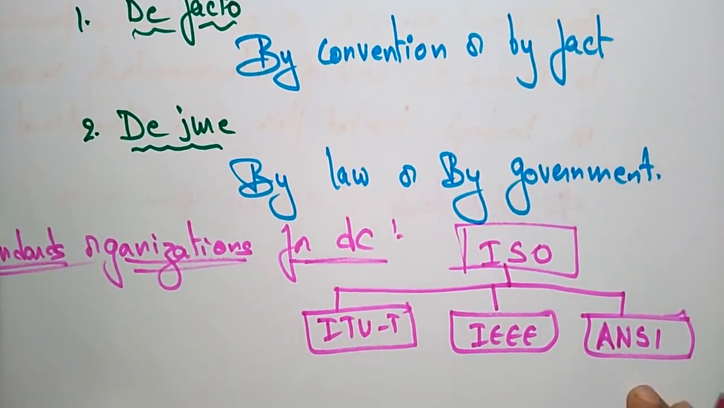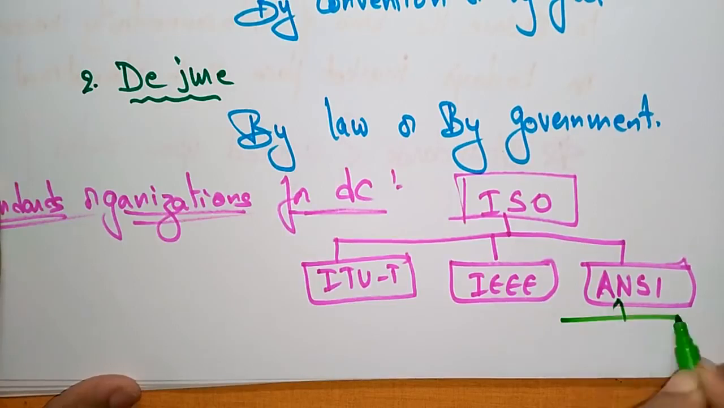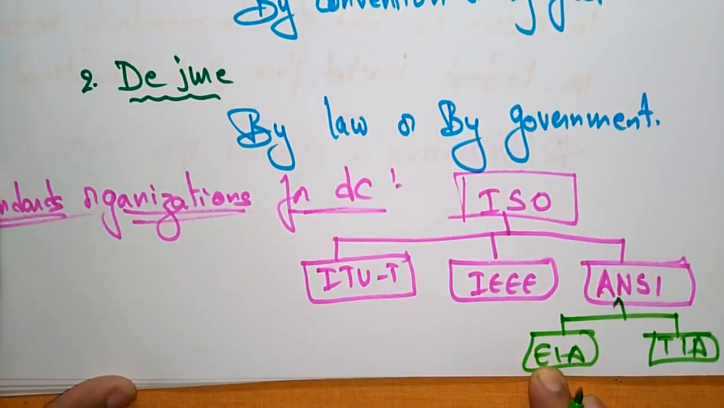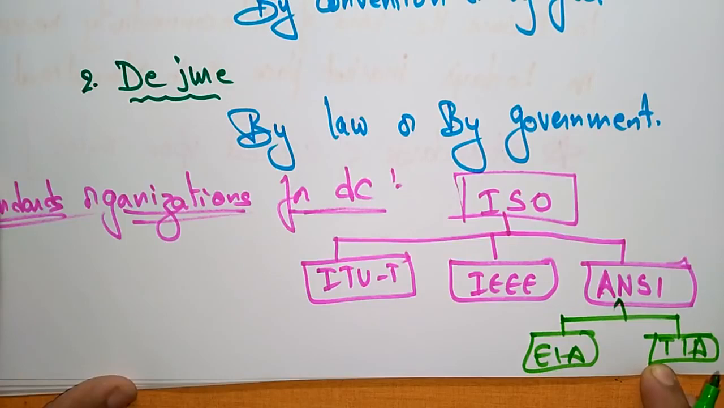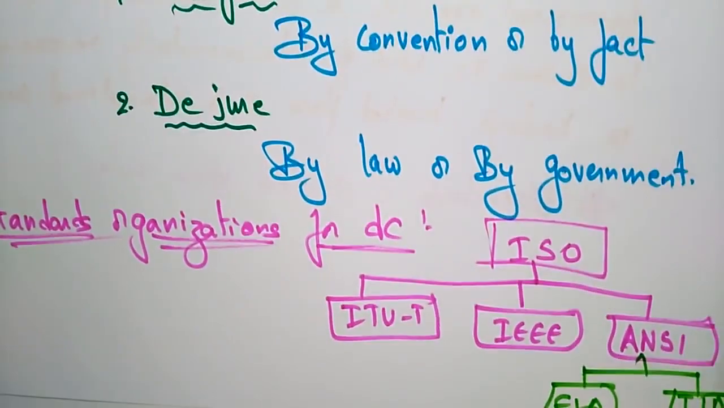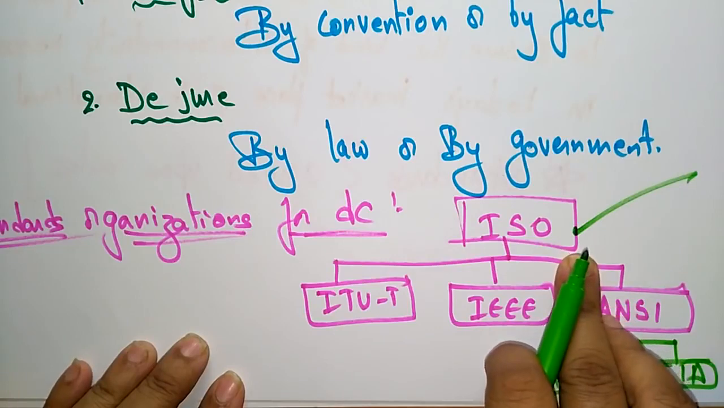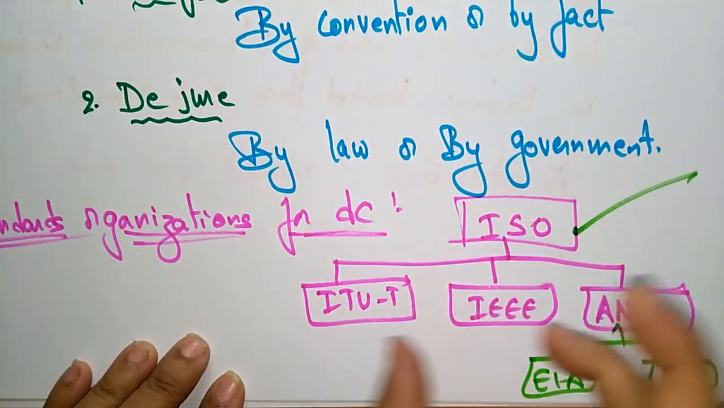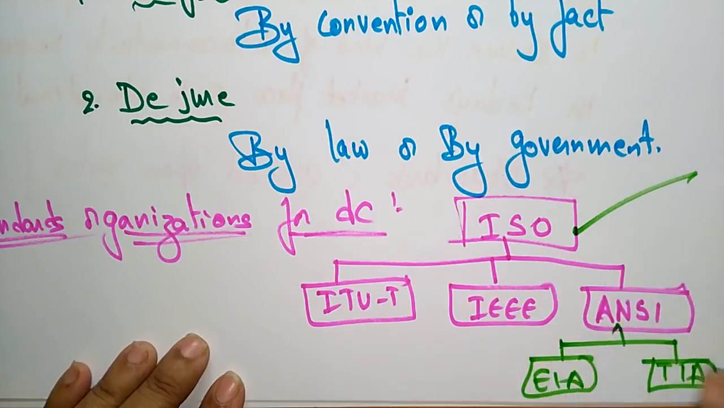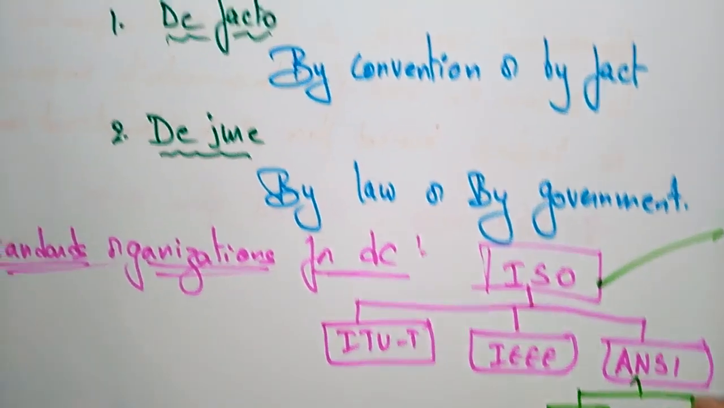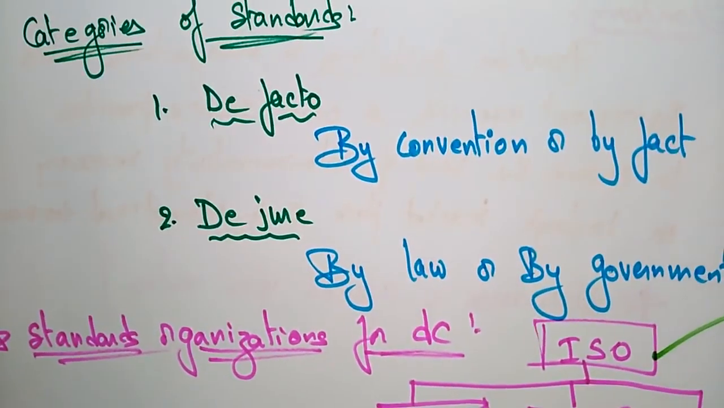And ANSI has EIA standards as well as TIA standards. EIA is the Electronics Industry Association. TIA is the Telecommunications Industry Association. These are the standards organizations used for data communication. ISO is the main international standards organization, which divided its work and allotted different standards for different purposes of data communication. So this is about standards and protocols. Thank you.